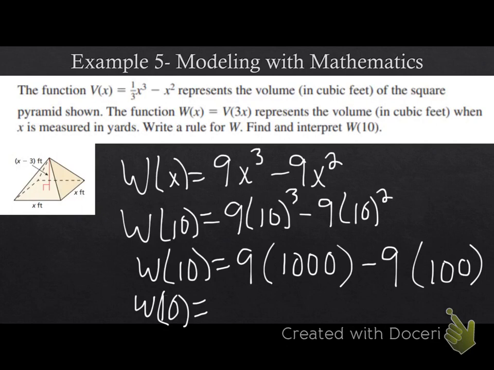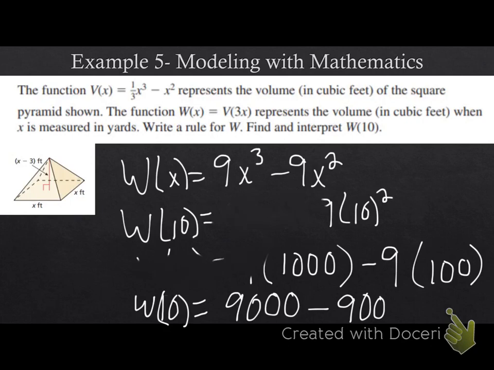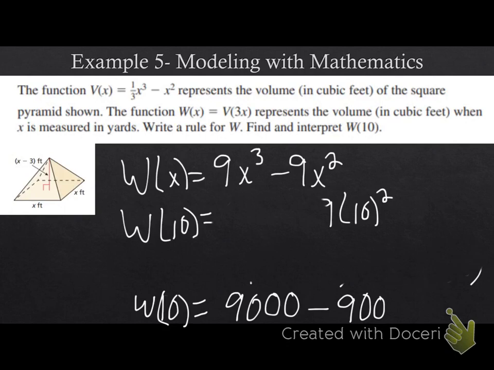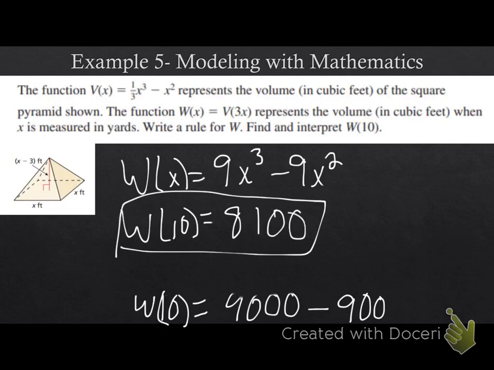9 times 1,000. 9,000. Negative 9 times 100. Negative 900. So 9,000 minus 900. 8,100. So that's what w of 10 equals.